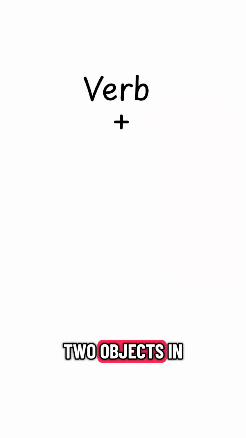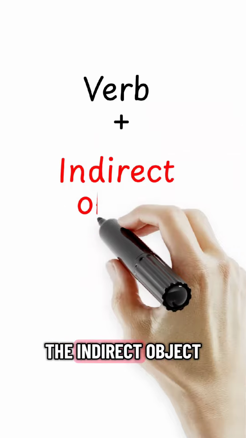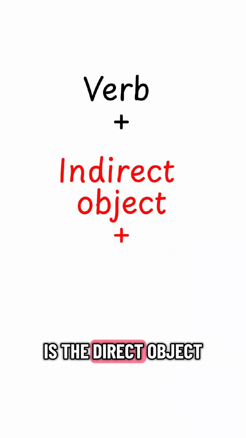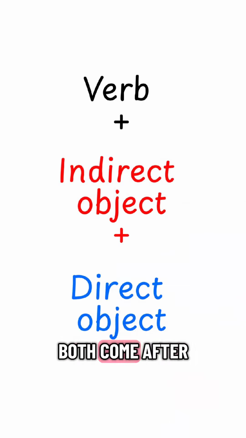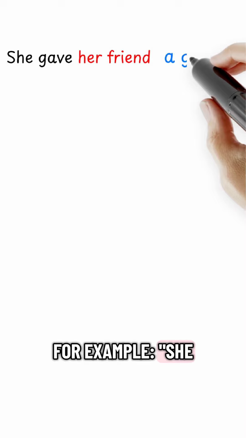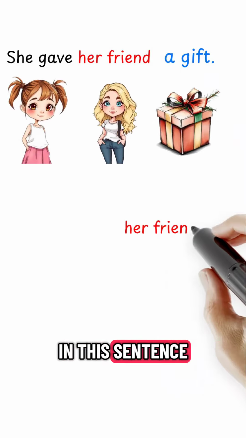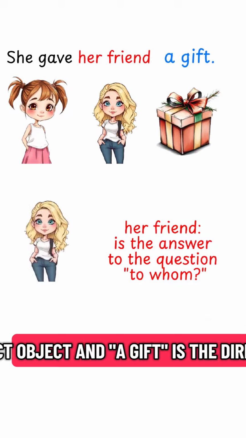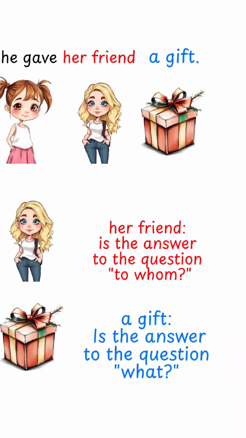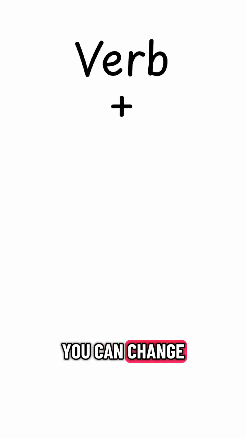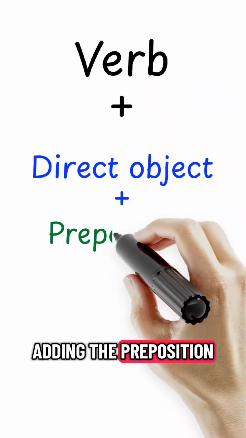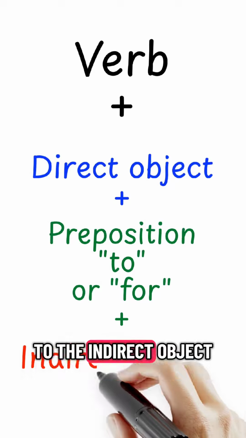When there are two objects in a sentence, the first is the indirect object and the second is the direct object. Both come after the verb. For example, she gave her friend a gift. In this sentence, her friend is the indirect object and a gift is the direct object. You can change the order of the objects by adding the preposition to or for to the indirect object.